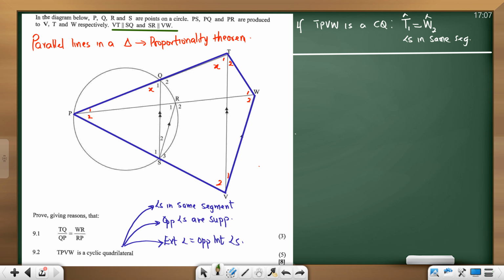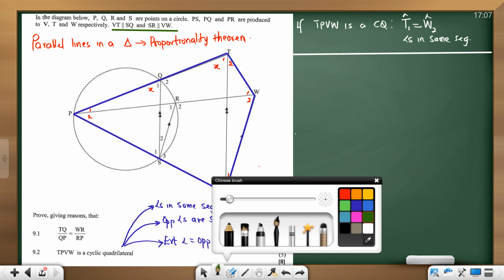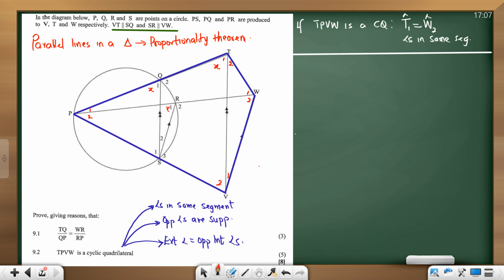So now let's walk it back. T1 equals Q1, right? But Q1 is equal to what? R1. And then R1 is equal to what? W2. Do you see we are done?